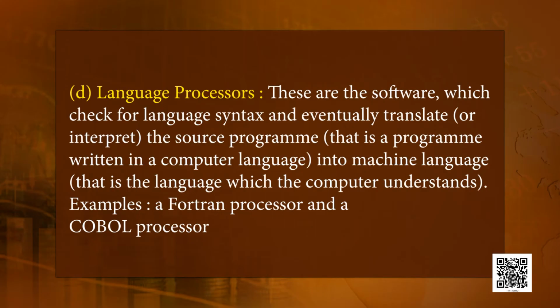Now, the fourth type of software, that is the language processors. These are the software which checks the language, syntax, and eventually translate or interpret the source program, that is a program written in a computer language, into machine language, that is the language which the computer understands. The example of this is a Fortran processor and a COBOL processor.